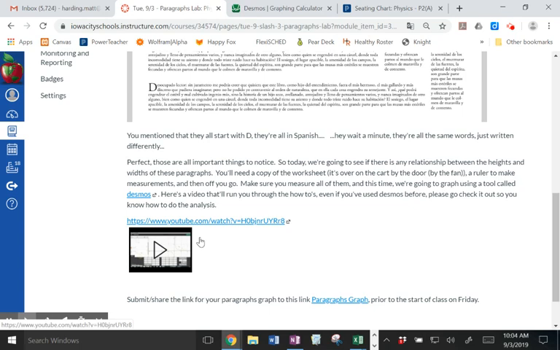Also, if you hadn't yet, go ahead and put a smooth, thick curve on your graph.